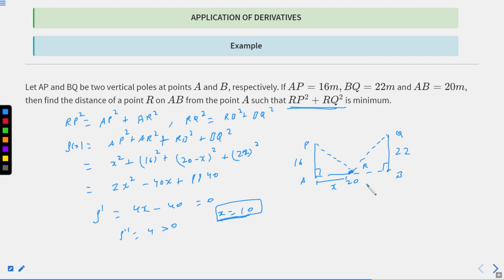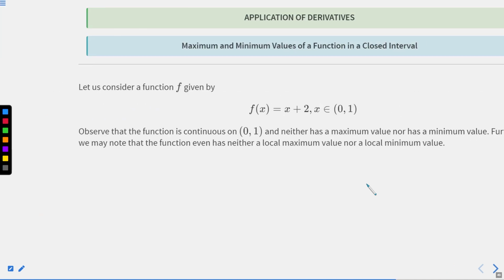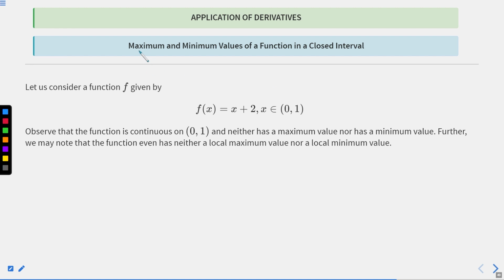Let us move next. Now, maximum and minimum value of a function in a closed interval. So what do we mean by that? Quite simple. Let us consider a function f given by this expression, where x belongs to the open interval 0 to 1. So we have taken this as an open interval. Now fx is this.